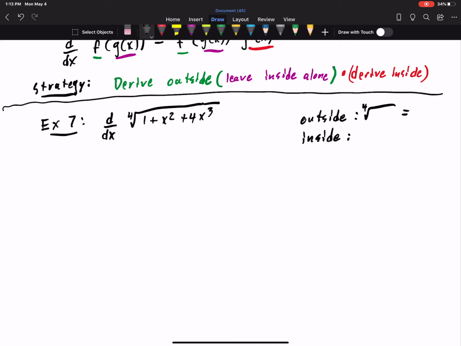Rewrite this as a power. Anytime you see a radical, change it into a power. For all things calculus related, always change it to a power. So you have blank to the 1/4 power. Okay? That's the outside function.